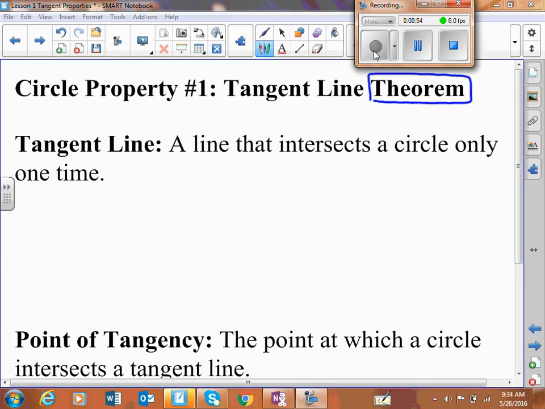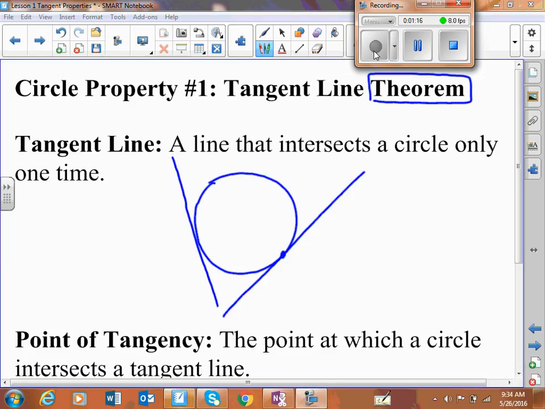So we start with the tangent line. It was in our vocabulary list yesterday, but just to repeat it again, a tangent line is a line that intersects a circle only one time. So we have our circle, and we can have any line coming through, and it's going to just touch that circle in one spot. Okay, and it can look different. It might look something like this as well. Okay, there's my point of tangency.